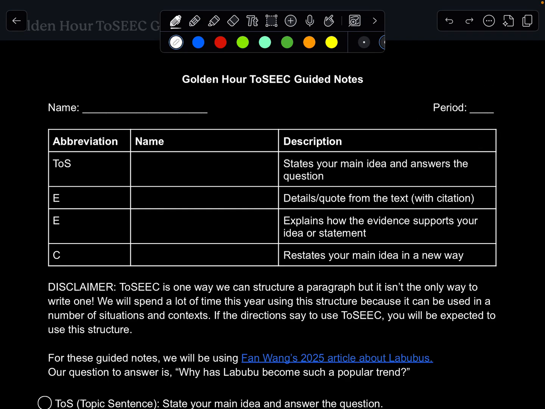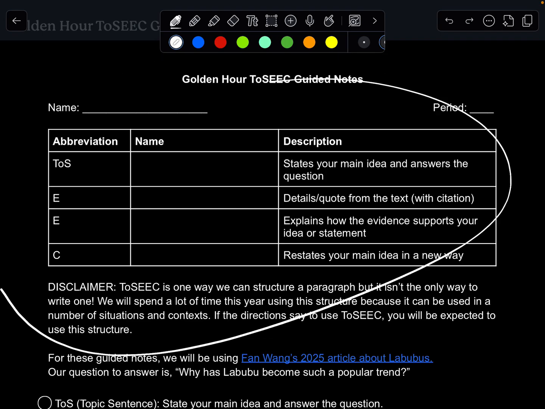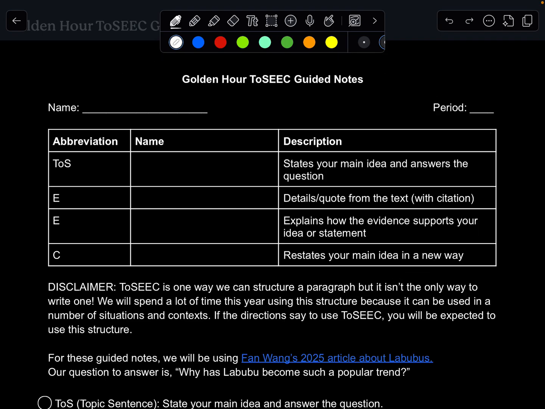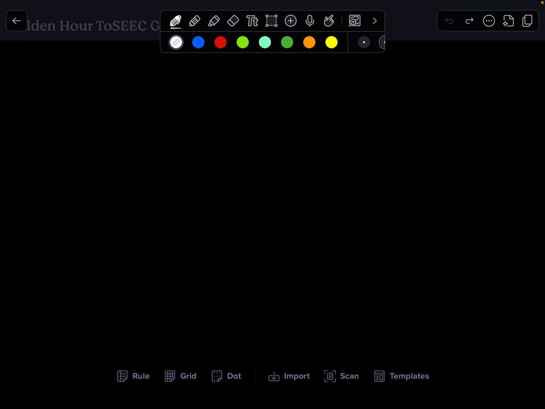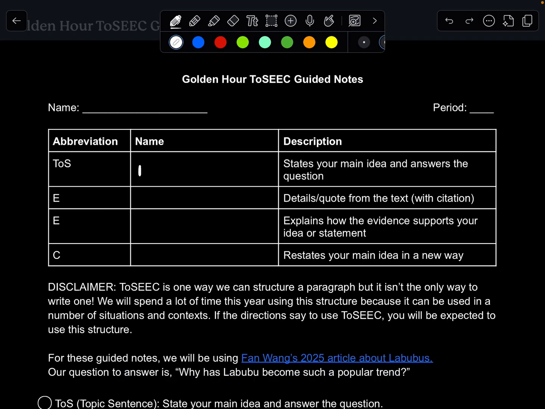Let's dive into ToSEEC guided notes. So we have this beautiful chart here, and we're going to be starting by going through what each part of the ToSEEC process is. You are going to need some colored pencils in a moment. So if you do not have colored pencils, specifically yellow, blue, green, and orange, you might want to pause the video and come back once you have those colored pencils. So to start off, we have TOS. What is that? That is going to refer to our topic sentence.